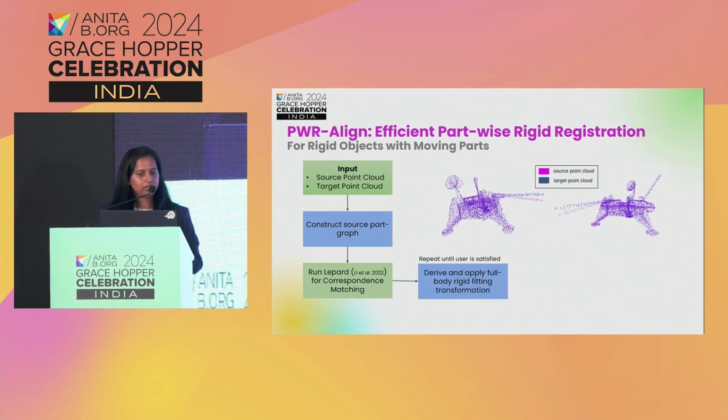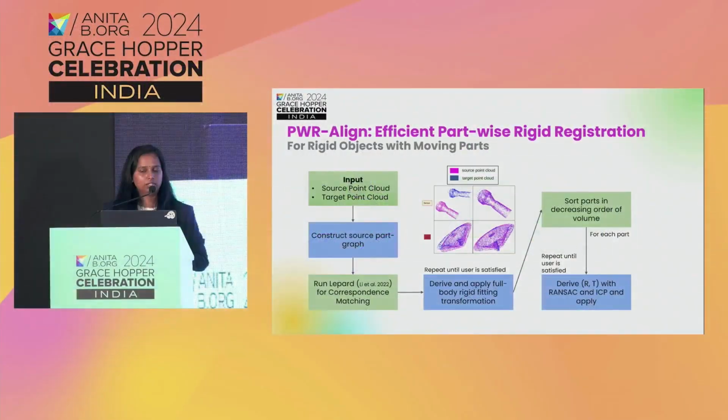This is where we are doing part-wise registration efficiently. You can see that we are trying to align the moving parts one by one so that it aligns completely. If I go to the next slide, step by step I'm trying to show how the antennas and all the moving parts that we have are aligned one by one, so that in the end it looks aligned.